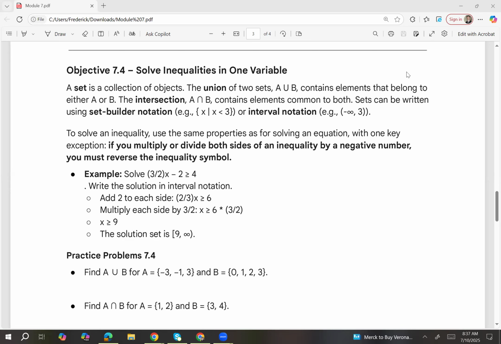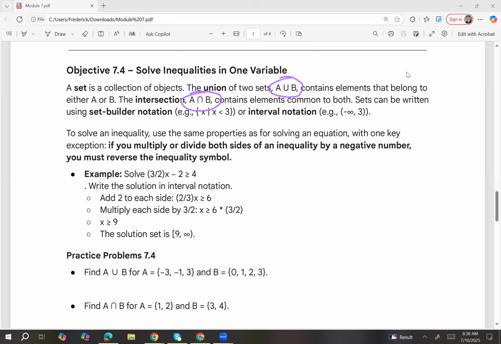A set is a collection of objects, and a union between two sets, A union B as noted there, contains elements that belong to either of the two sets, either A or B. So it can be in either one. And then the intersection, A intersect B, as you see there in the symbol, contains elements common to both of them. So they have to both include that element if it's going to be in the intersection.